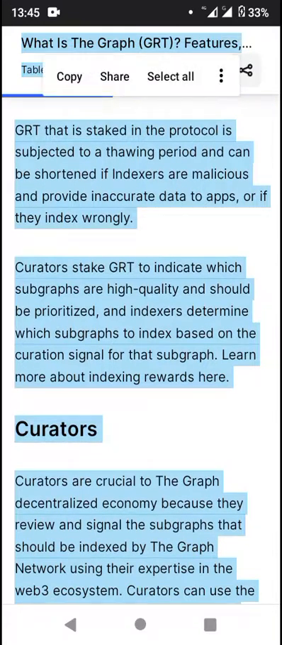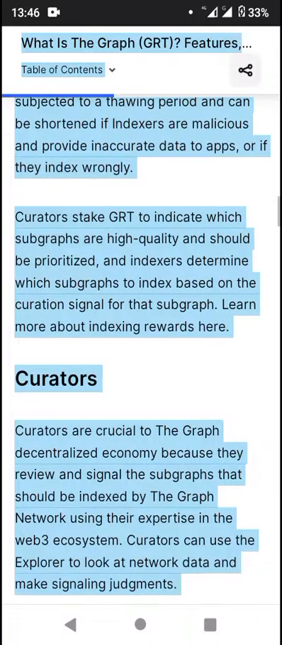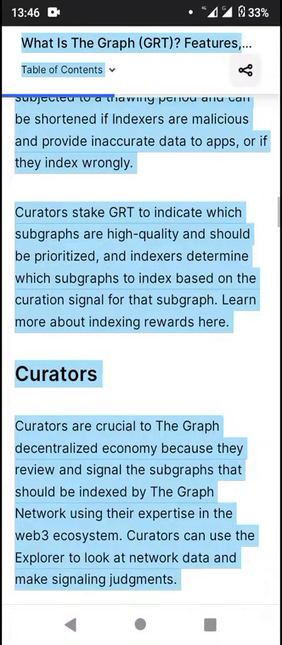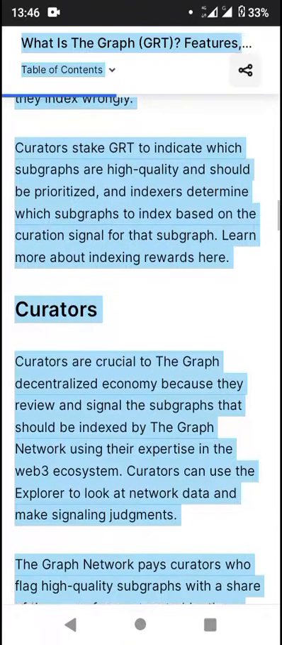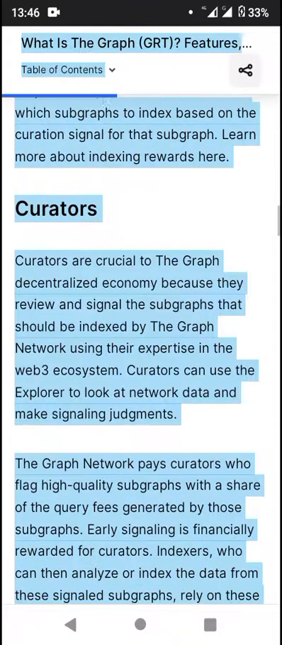Curators stake GRT to indicate which subgraphs are high quality and should be prioritized, and indexers determine which subgraphs to index based on the curation signal for that subgraph. To learn more about indexing rewards, see here.